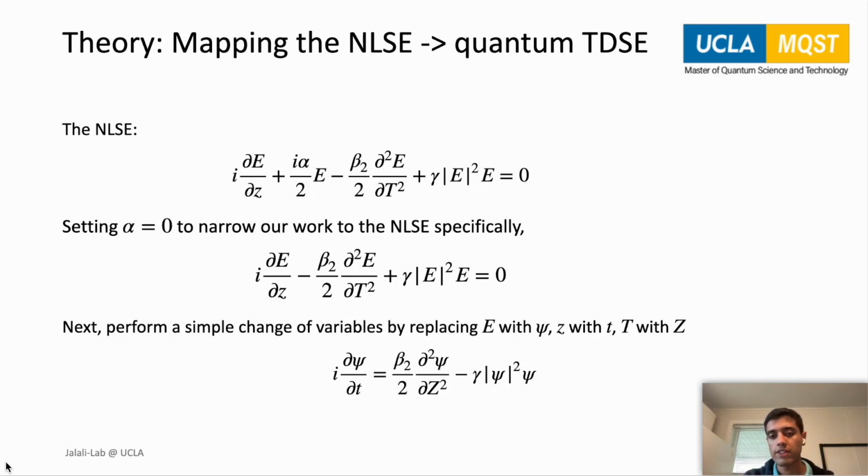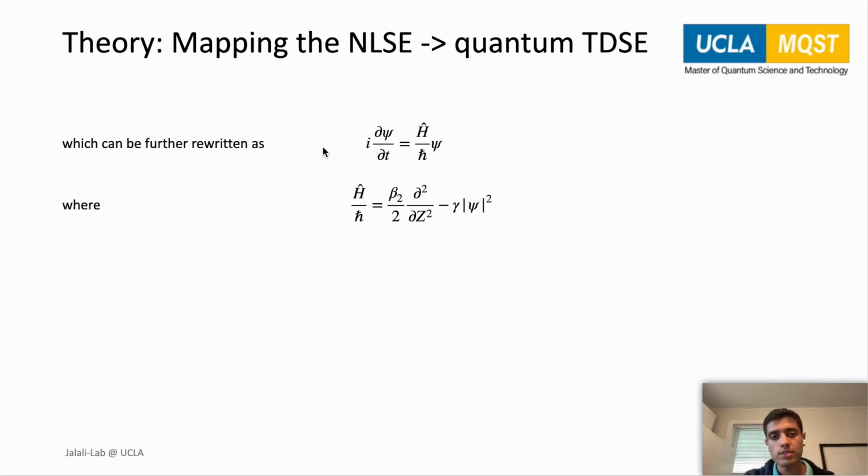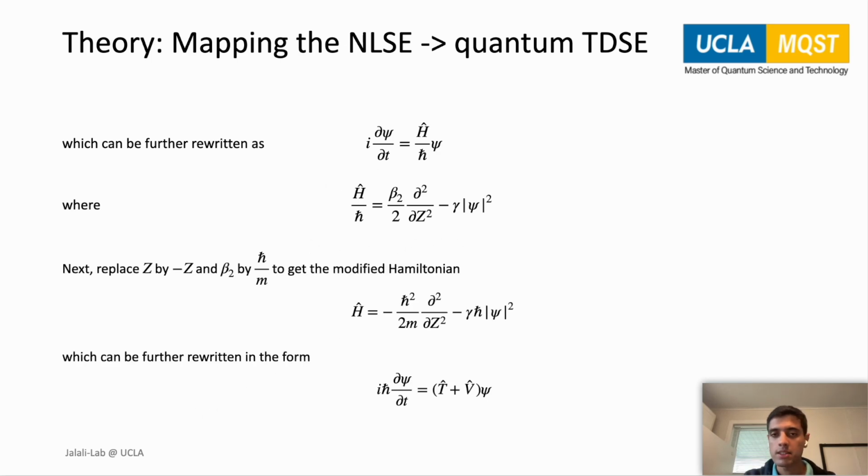Next, we perform a simple change of variables by replacing the pulse amplitude with wave function variable psi and by interchanging the position and time variables. This results in the equation being rewritten in this form here, where you have a new operator H, and the operator H takes this form given by the second equation. Next, we replace z by minus z and beta 2 by h bar over m to get this modified operator H, which now resembles a quantum Hamiltonian. This quantum Hamiltonian has a potential function which is proportional to the negative of the square of the wave function. So this can be further written in the form of the time-dependent Schrödinger equation, thereby proving the mapping.